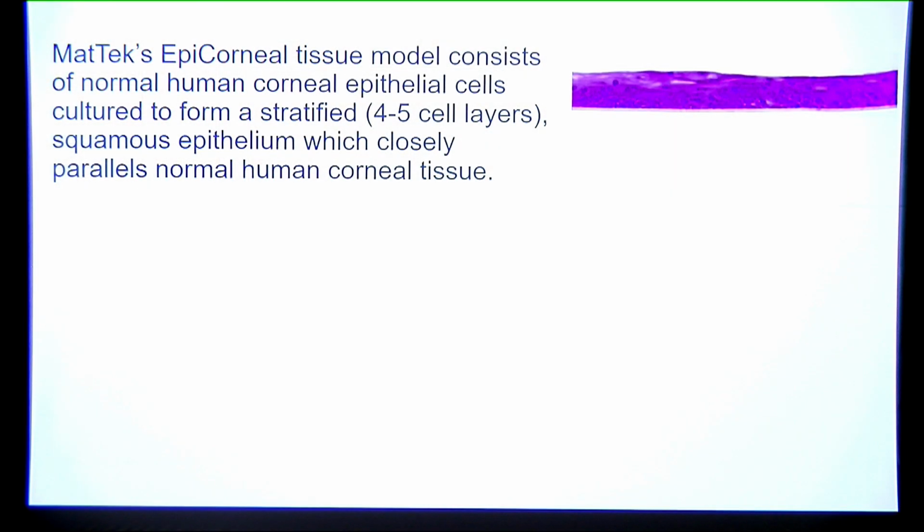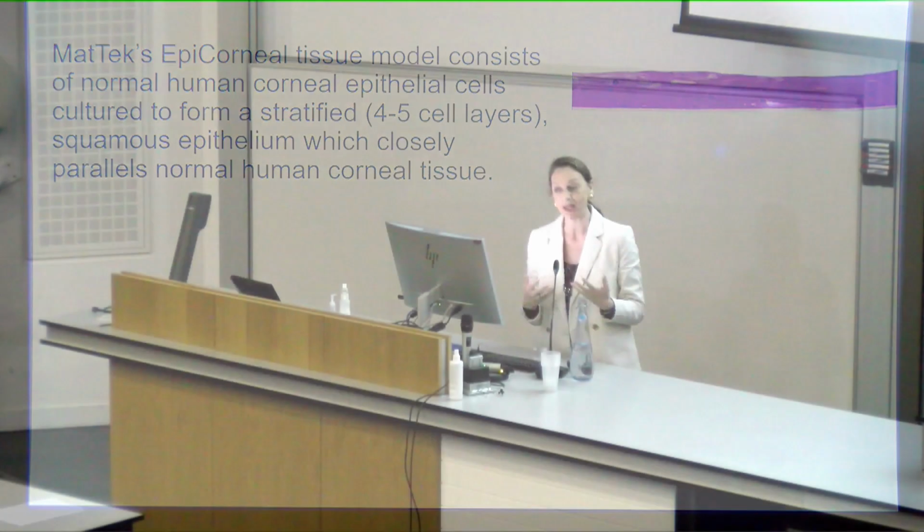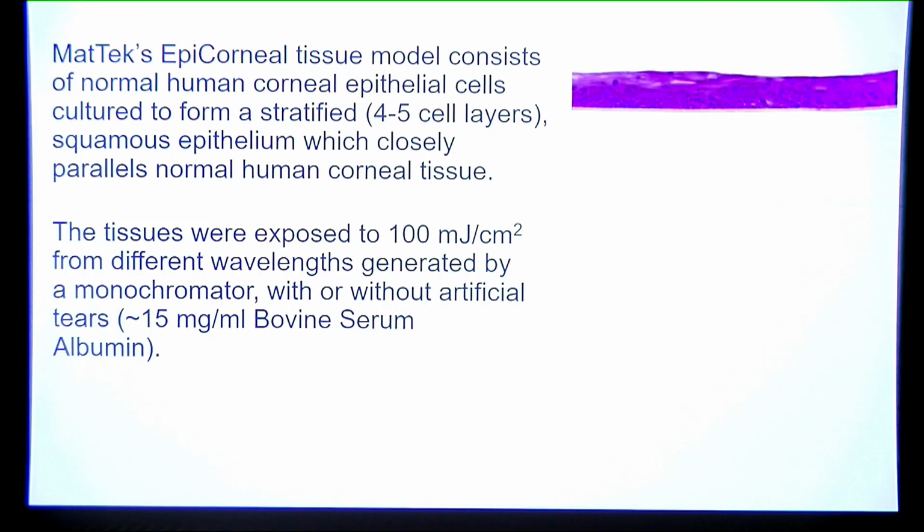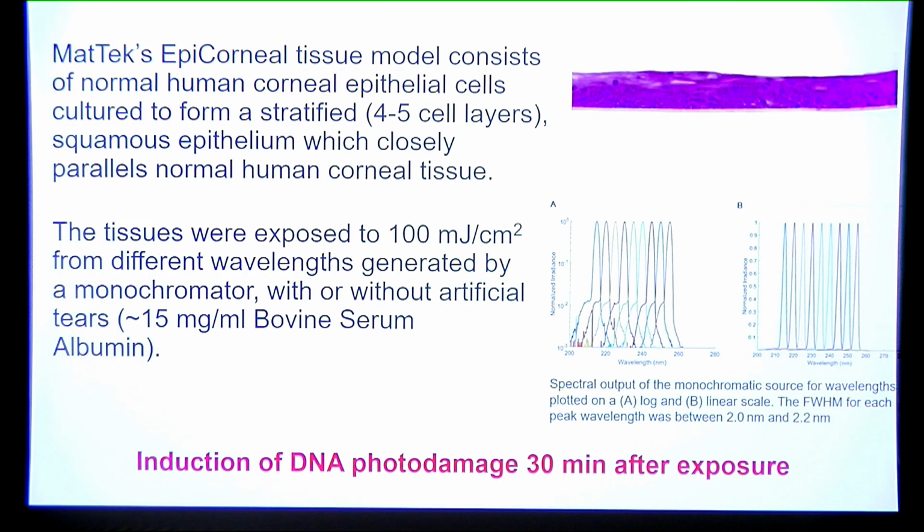...be about tissue models of human corneas. Those are 3D tissues that consist of normal corneal epithelial cells, and they form like 4 or 5 layers of cells, and they parallel normal corneal tissues. We expose these tissues to 100 millijoule per centimeter squared from different wavelengths that were generated by a monochromatic source.